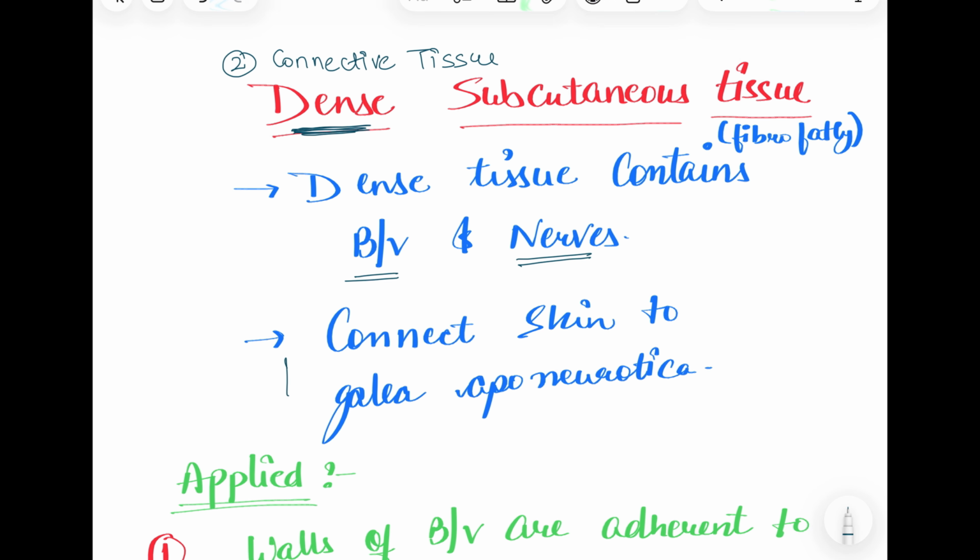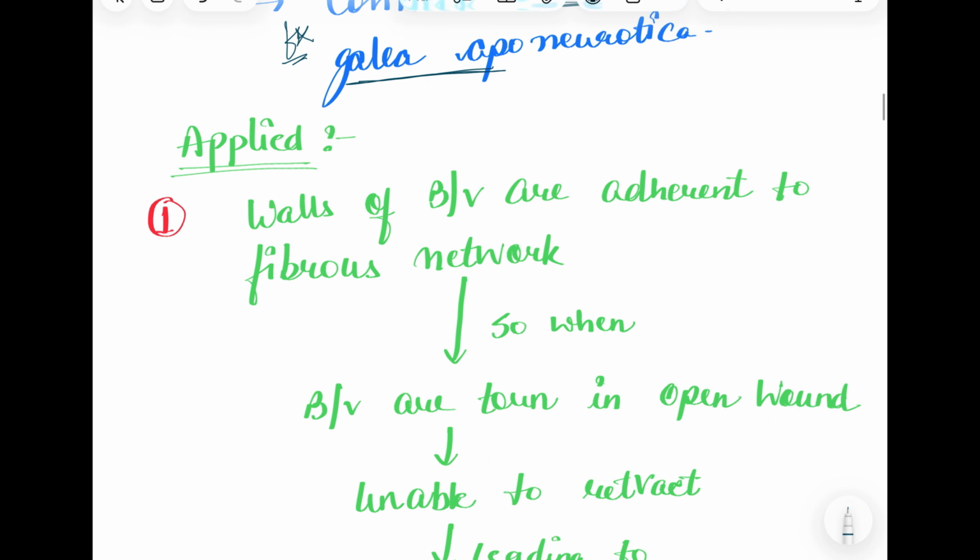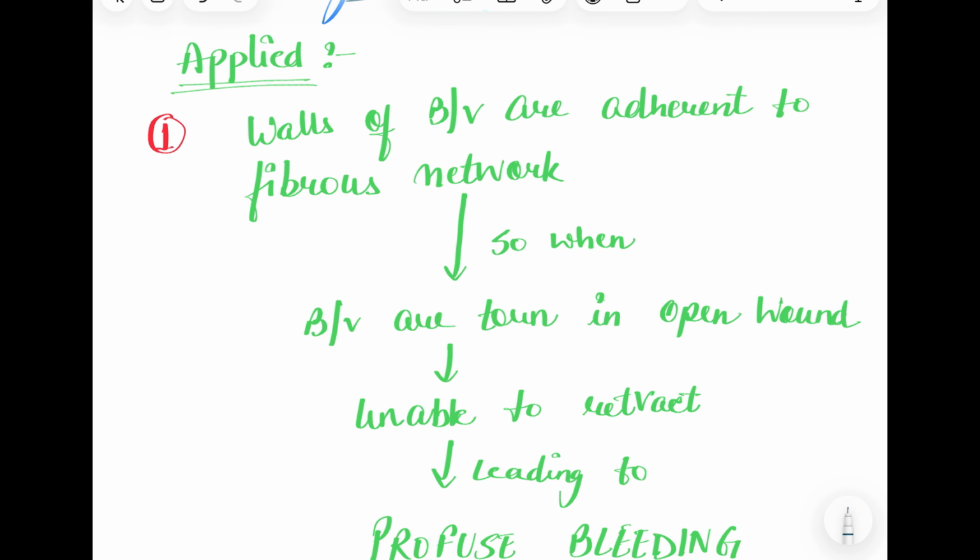So basically, what is the function of this connective tissue? It is going to connect the upper layer, that is your skin, to the layer below, which is your aponeurosis, and is going to firmly connect these two layers. That is the function of your connective tissue, right? Talking of the applied, the first applied point is, as we have said, it has got lots and lots of blood vessels. So the walls of blood vessels are very tightly adherent to the network of the fibers which is present in this layer.